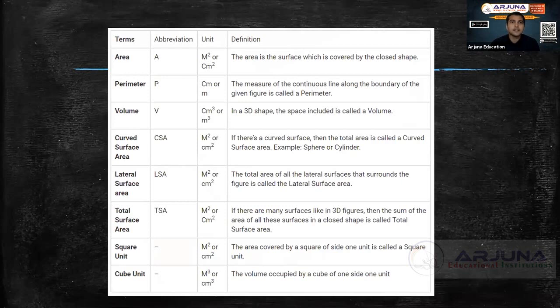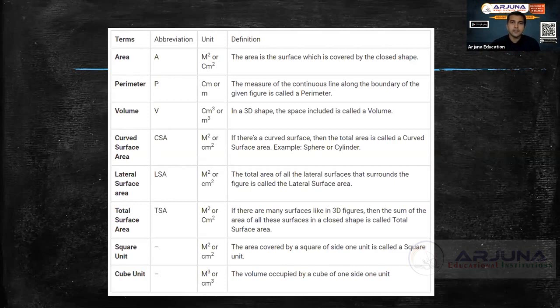So when you have area, what do you have? You have the surface. The area is the surface which is covered by a closed shape. Maybe you have a closed shape like a circle or a triangle. The part which is enclosed by the shape, that is area. So what is the unit of that? Meter square. What is the volume? Volume means, again, it's the space included inside a surface. Okay, that we call volume.